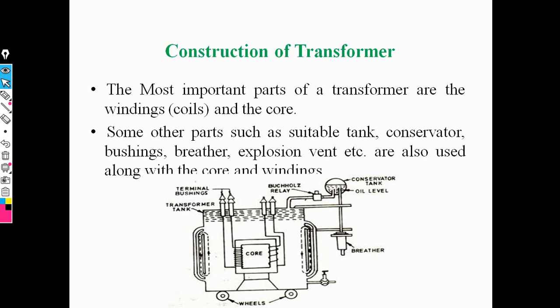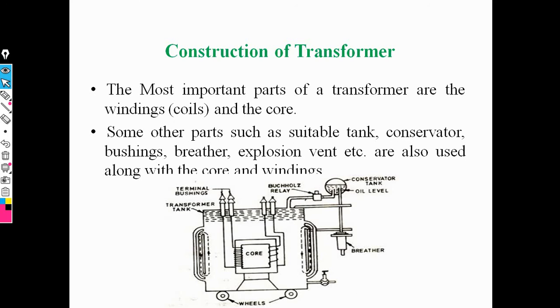The primary winding produces its own flux, and this flux passes from the input side of the transformer to the output side of the transformer. Then EMF is induced in the secondary side of the transformer, and current flows through it. In the construction diagram of the transformer, it consists of the primary winding and the secondary winding. These are the important parts of the construction of a transformer.